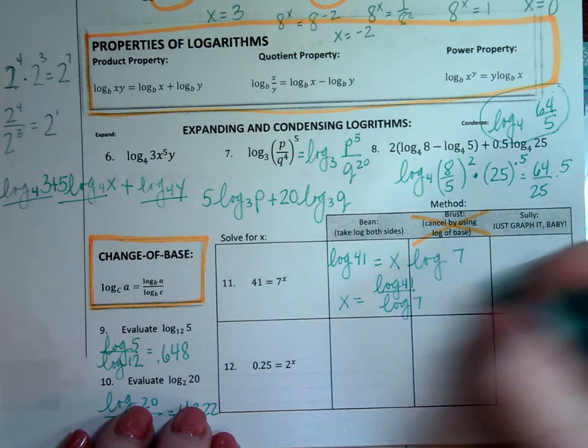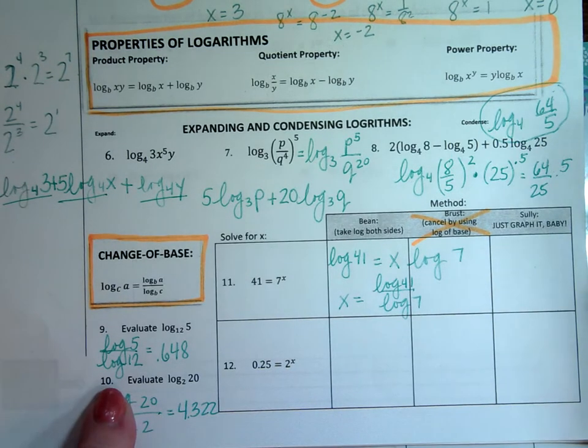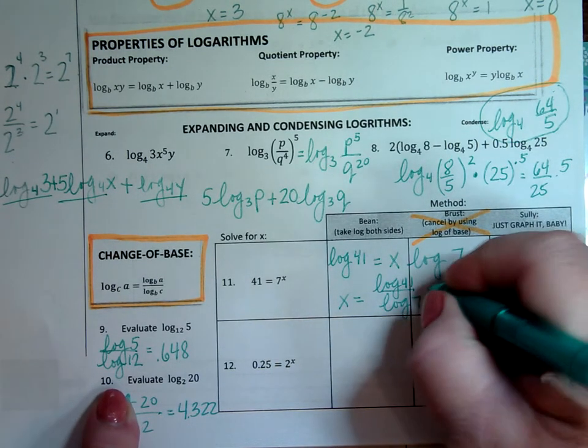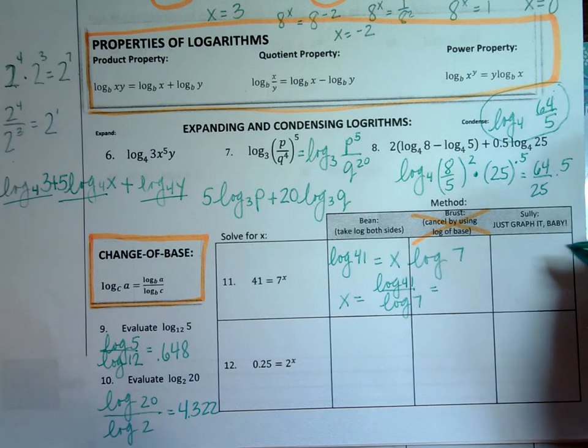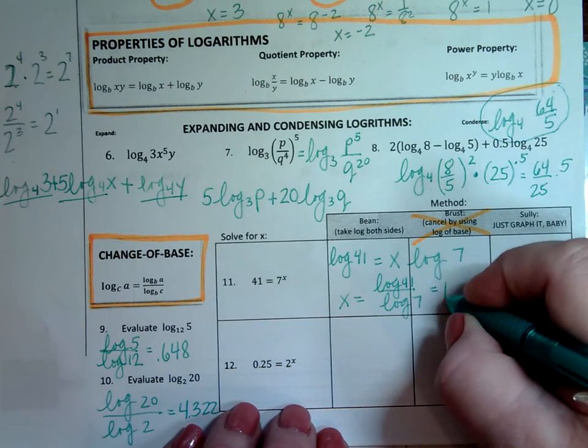So you're going to get x equals the log of 41 divided by the log of 7. And so isn't that just the same thing you were doing over here back at number 9? So you're going to go to your handy dandy calculator and you're going to divide them out, and you get an answer of 1.908.